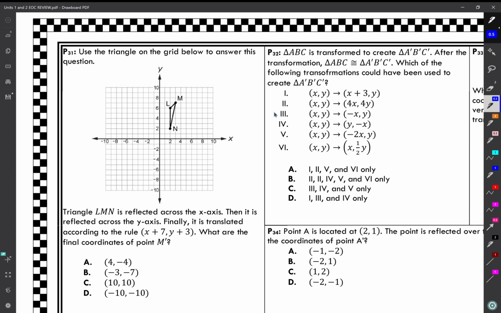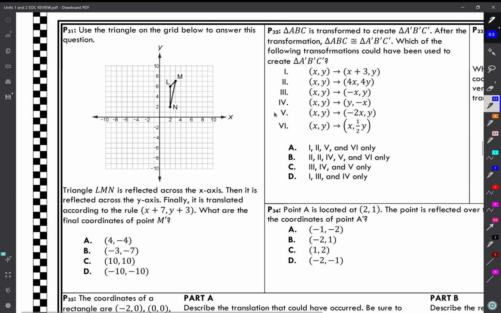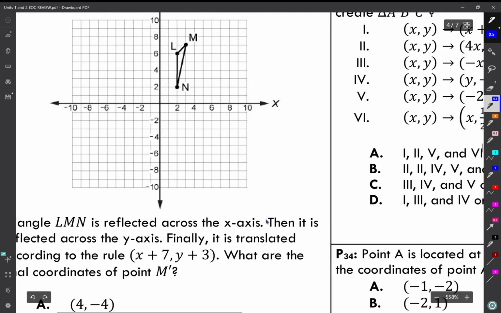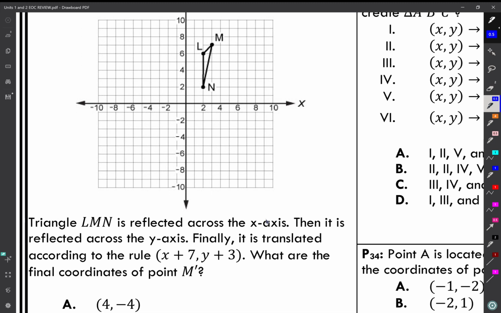Alright, let's look at number 31. Use the triangle on the grid to answer this question. Triangle LMN is reflected across the x-axis, then is reflected across the y-axis, then finally it's translated according to the rule x plus 7, y plus 3. What are the coordinates of point M? Final coordinates. So I'm going to look at M every time.